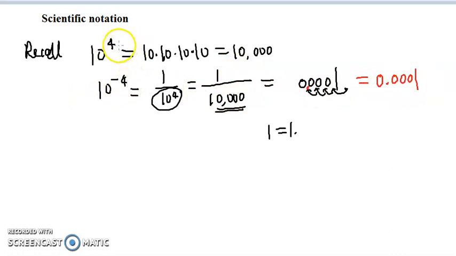And the quicker way to look at it, if it's a positive 10 to the fourth, we're going to have 4 zeros after 1. But if it's negative 4, we're going to have 4 decimal places, including that 1 there.